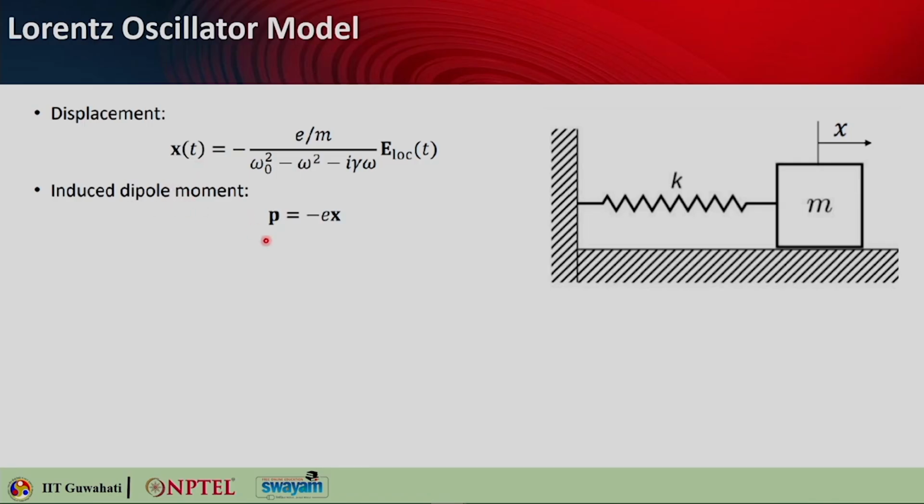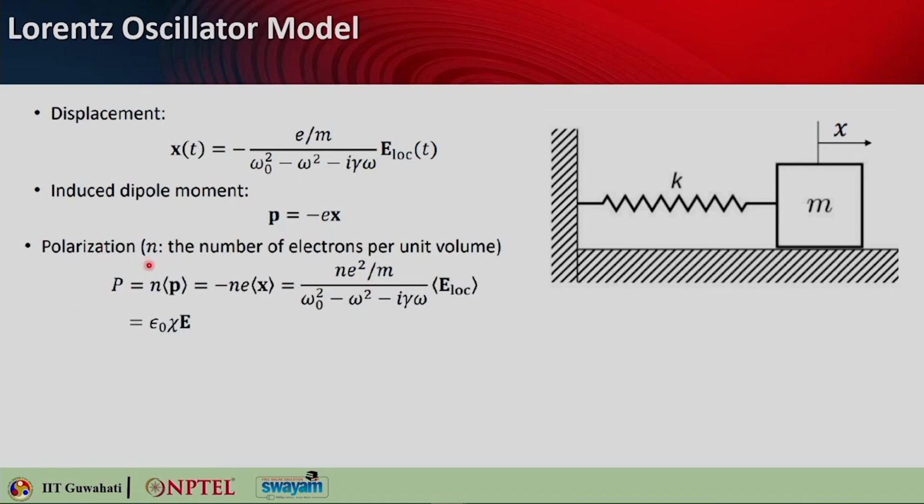From that you can find out the induced dipole moment P. P is nothing but minus E x, where E is the electron charge. Then if you have n number of electrons per unit volume, you can write down the polarization, capital P, as n times this induced dipole moment, and you can put this equation here. x you can write in terms of this, and you can obtain this particular equation. Here we can see that this polarization can be written as epsilon naught chi E. What is chi? Chi is the susceptibility of that particular material.